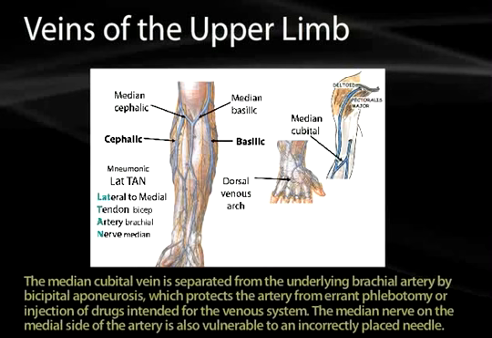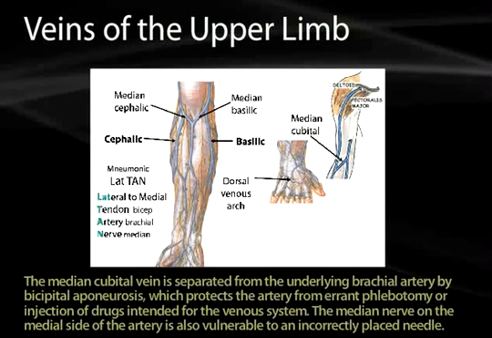And then from lateral to medial, we have the tendon of the bicep. We have the artery, more medial than that, of the brachial artery. And then we have the median nerve, more medial than that. So from lateral to medial, it's tendon, artery, and nerve.